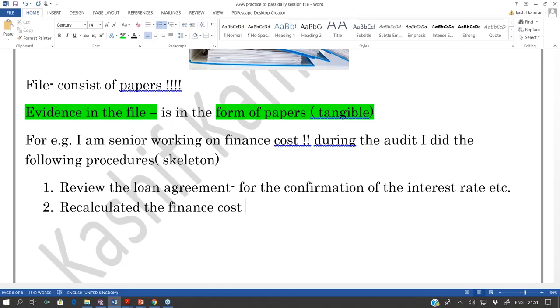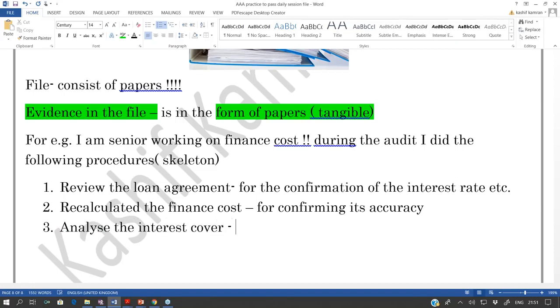I must have recalculated the finance cost for confirming its accuracy. And I must have analyzed, if you remember the session yesterday, the interest cover to see the fluctuation in interest cover, and so on and so forth.